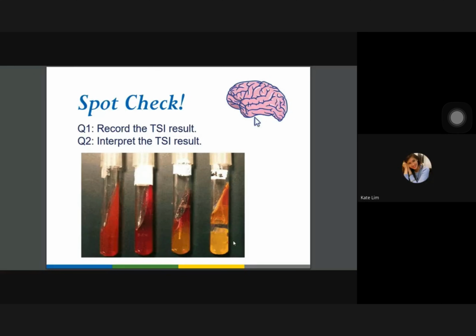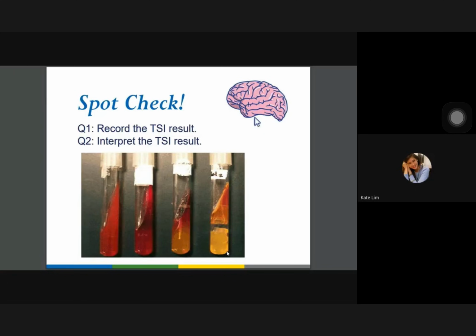Do we see black precipitate? No. How about cracks on the tube or the medium? We could see bubbles and cracks. So that would indicate that it is positive for gas. So how are we going to report the result? That would be A over A with gas, or A over A gas positive.